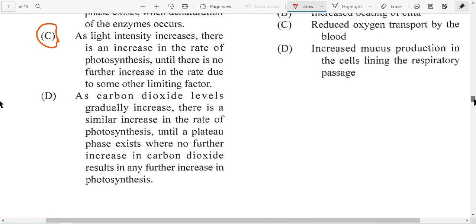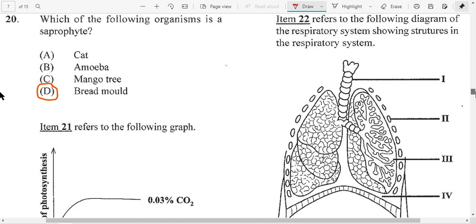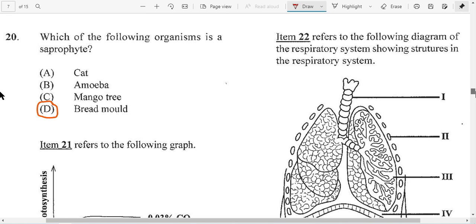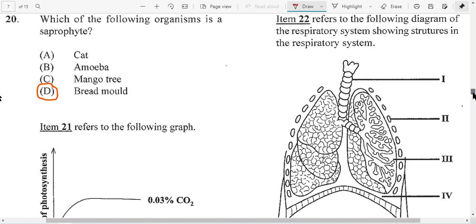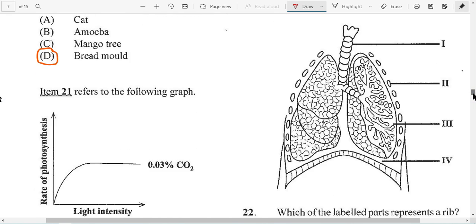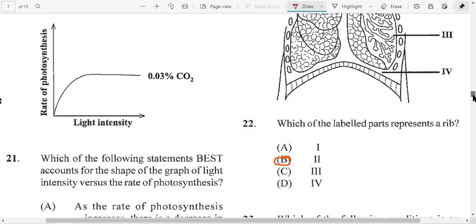D is not represented on the graph, so it makes no sense for us to even look at D. So we move on to our new question number 22, and it refers to the following diagram of a respiratory system, showing the structure of the respiratory system. Here, 1 is the trachea, 2 is the ribs, 3 is the bronchioles, and 4 is the diaphragm. Which of the labeled parts represents a rib? It's going to be 2.